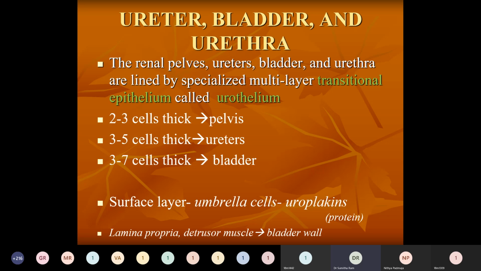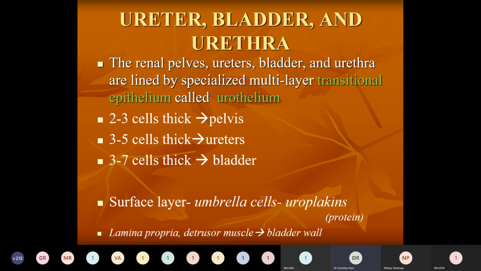Okay, next we'll go to the ureter, urethra, and urinary bladder. The renal pelvis, ureters, bladder, and the urethra are lined by a specialized multi-layer transitional epithelium called urothelium. You've studied the histology of urothelium very well in your first year chapters. This urothelium is around 2 to 3 cells thick in the pelvis, around 3 to 5 cells thick in the ureters, and around 3 to 7 cells thick in the urinary bladder.